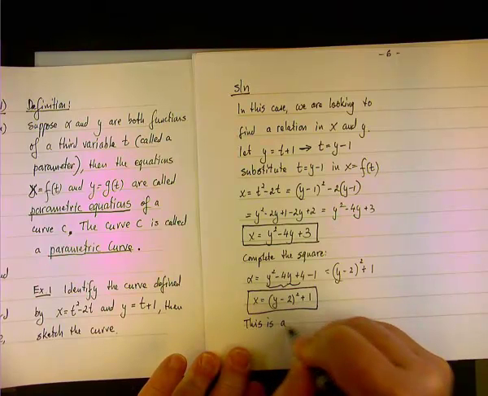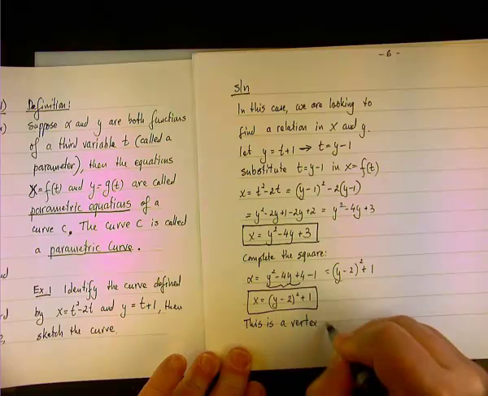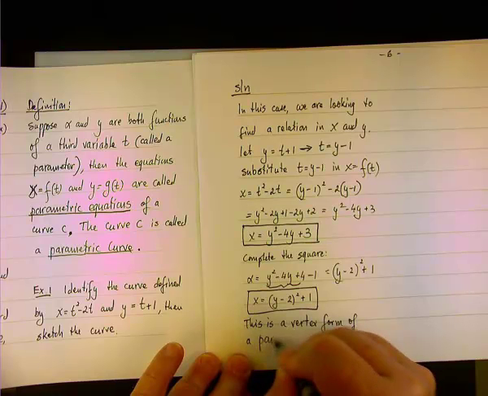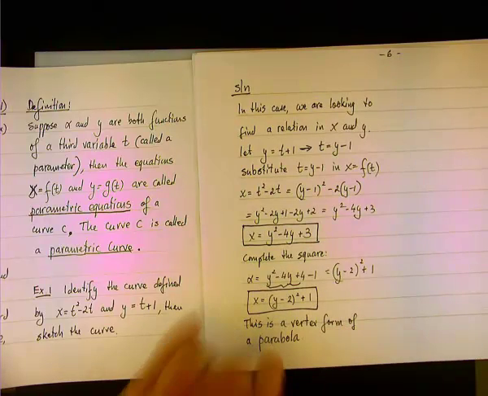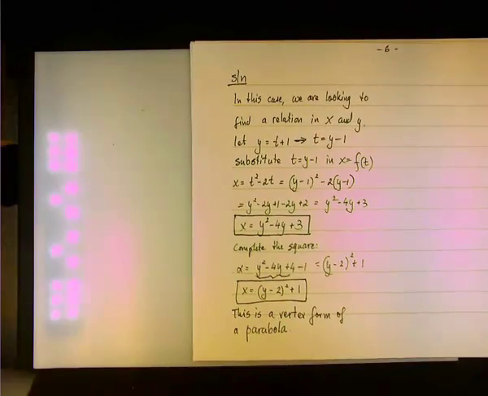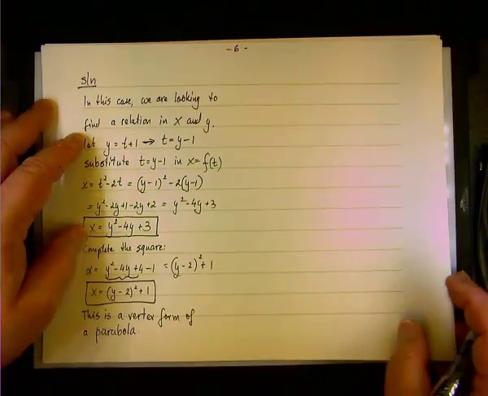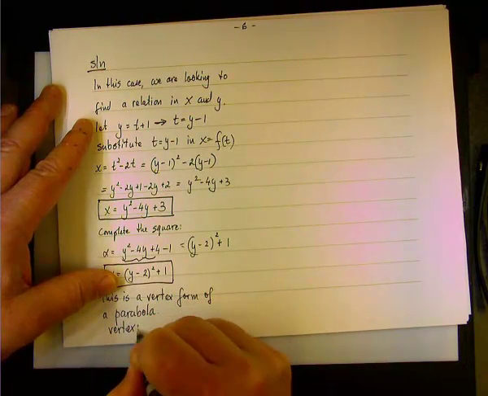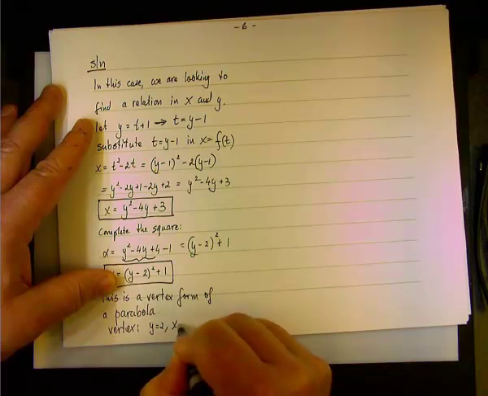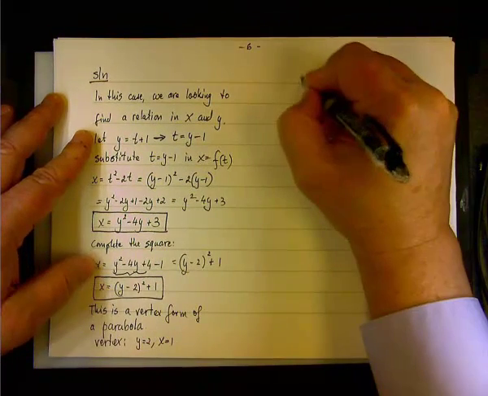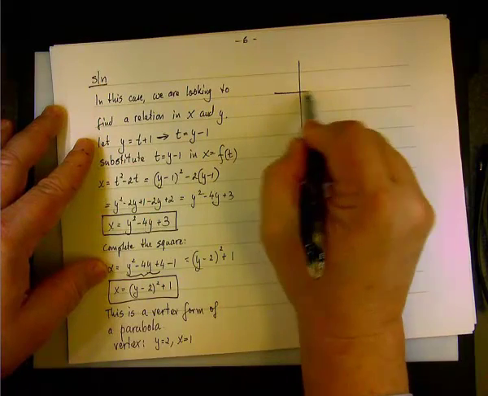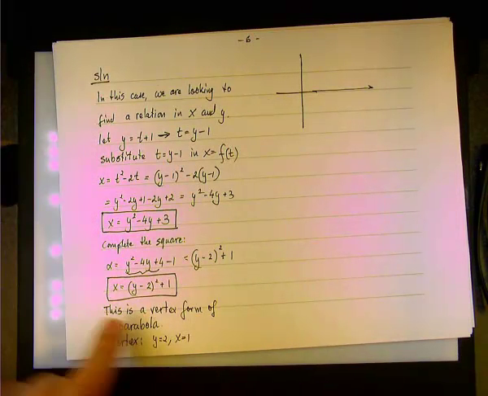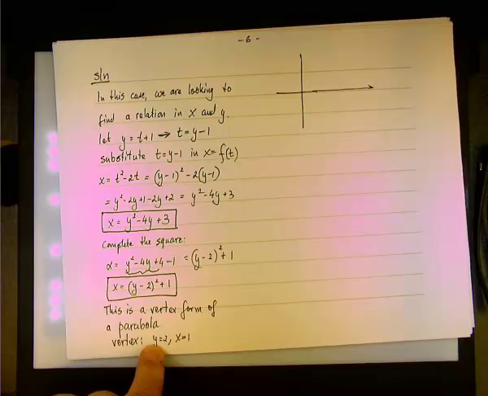Okay? This is what we call the vertex form of a parabola. We'll go into more detail when we deal with conic sections, but at this point we're going to say that the vertex will be y equals 2 and x equals 1. So if we sketch that, okay.